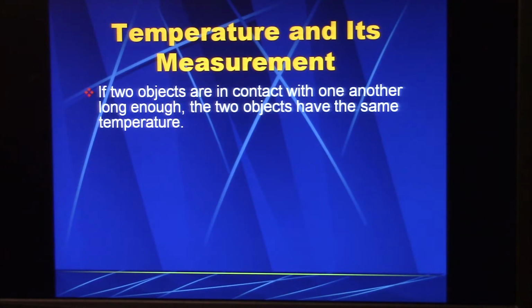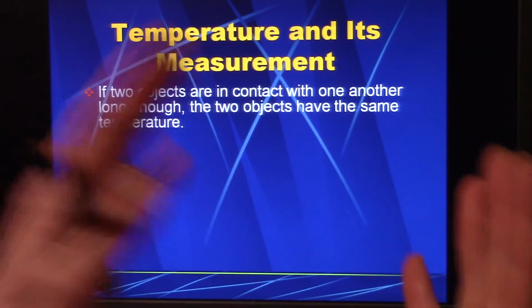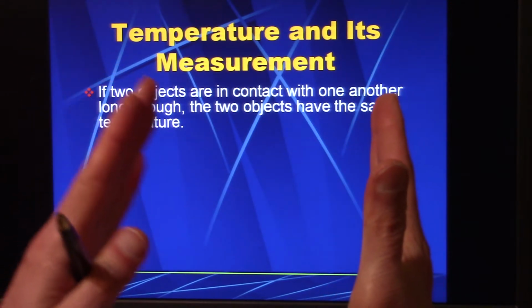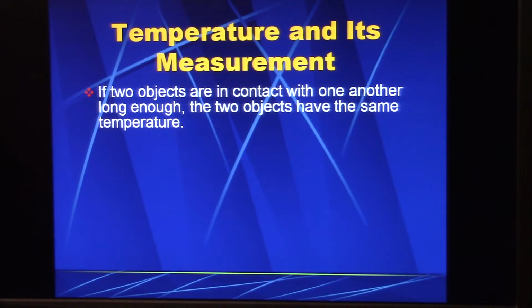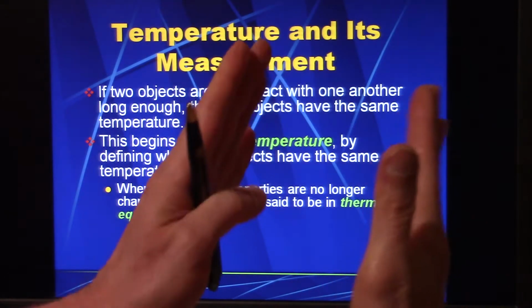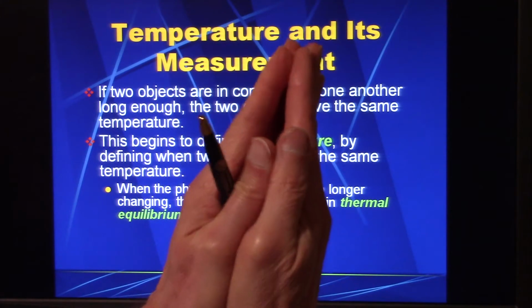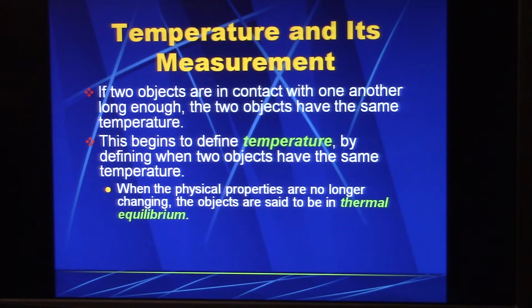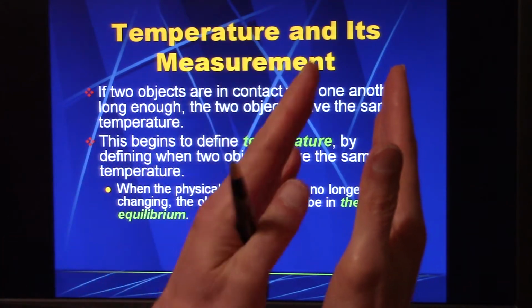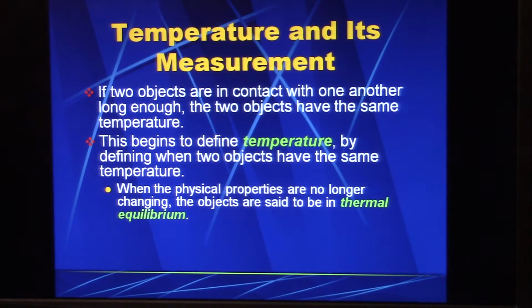So measuring temperature, right? If two objects are in contact with one another long enough, the objects have the same temperature. Well, we know that heat flows from areas of higher temperature to areas of lower temperature. So we all know that. And eventually, if there are two objects at different temperatures, but they're right next to each other or touching each other, they will become the same temperature, right? Thermal equilibrium, because heat will have flowed from one object into the other.